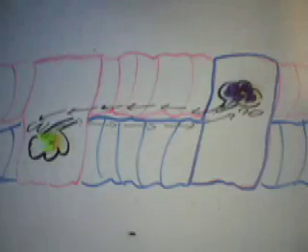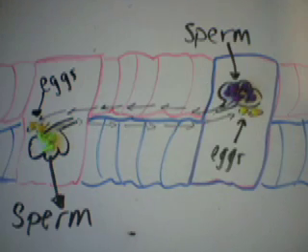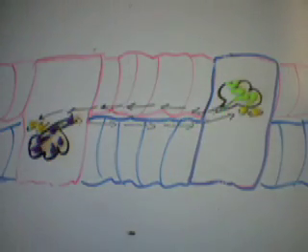Then the clitellum secretes a cocoon, and the cocoon slides along the worm, picking up the eggs and the stored sperm. The cocoon then slips off the worm's head and remains in the soil while the embryos develop. Some earthworms can also reproduce asexually by fragmentation followed by regeneration.